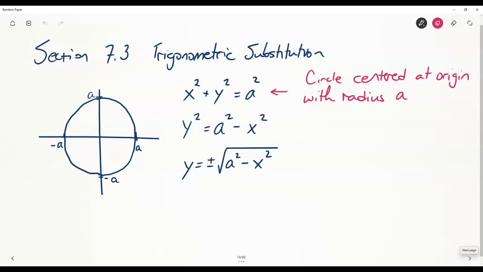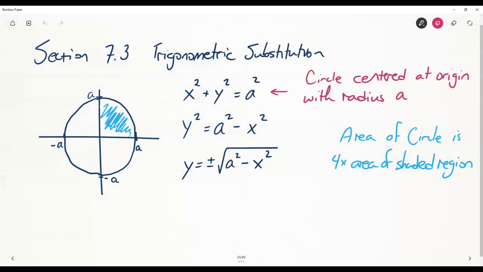But I don't want to find the area of the whole thing. Do you agree that if I only find the area of that shaded region and multiply it by 4, I get the area of the whole thing? It's centered at the origin. So the origin and the axes are going to split that circle up into 4 equal pieces. So if I just find the area of one quadrant, I'll have found the area of the circle.